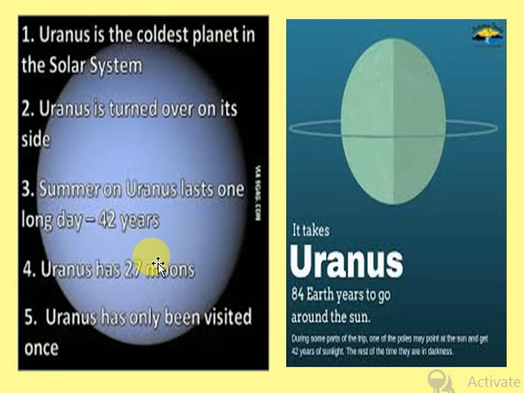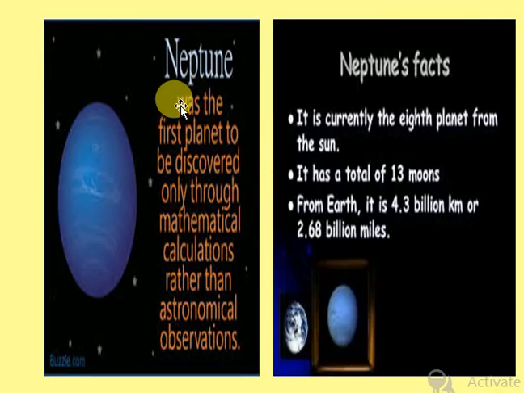So it is interesting. Uranus has 27 moons so far. And Uranus has only been visited once. And it takes Uranus 84 Earth years to go around the Sun. 84 Earth years it takes to go around the Sun. So it was interesting to know more about this Uranus.